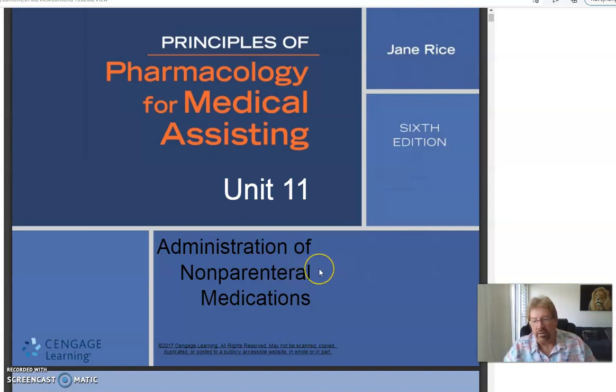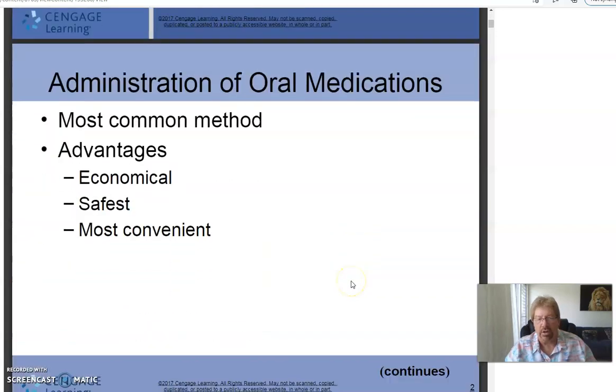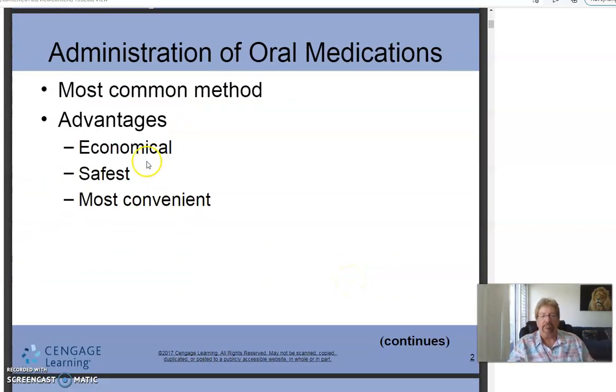We're going to talk about parenteral and non-parenteral medications. Unit 11. Start with non-parenteral, which means, of course, pills. Most common method is administration of oral medications. Advantages: economical, safest, most convenient.